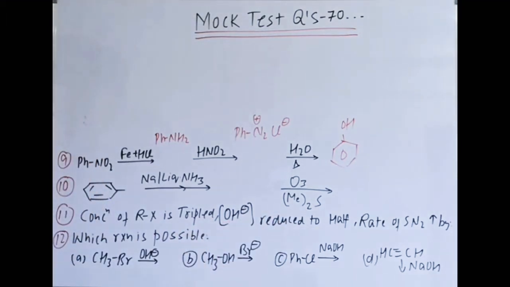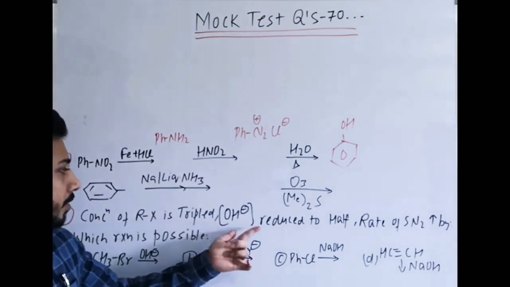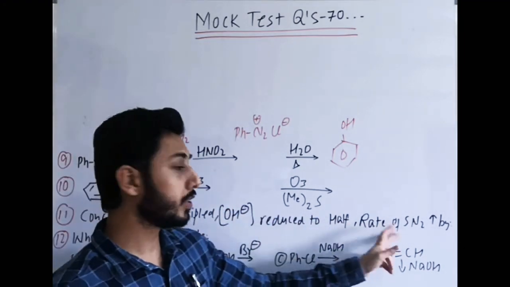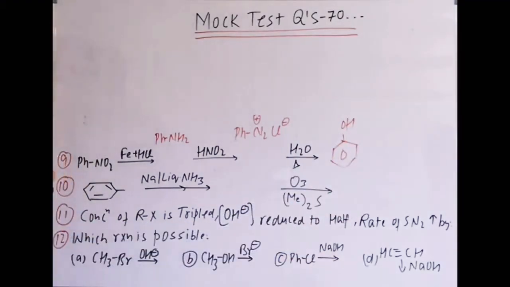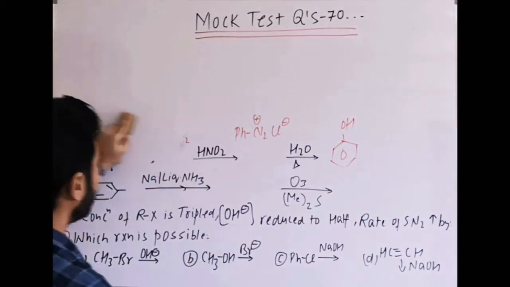Then the 11th question: the concentration of alkyl halide is tripled, the concentration of OH minus is reduced to half, the rate of SN2 is increased by how much? Pause this video, try these questions. I am writing the answer for the 10th one.